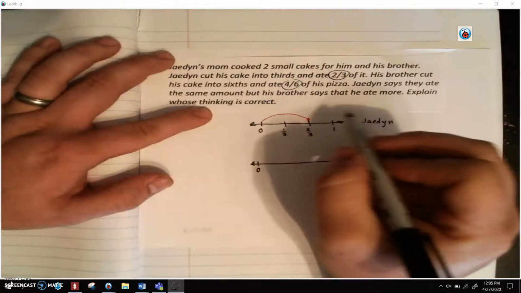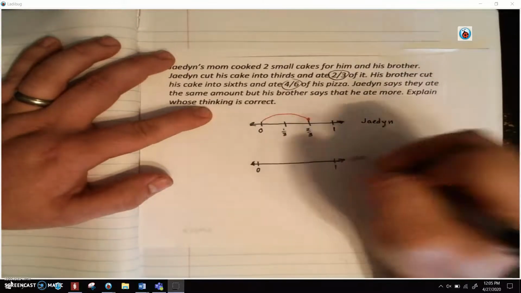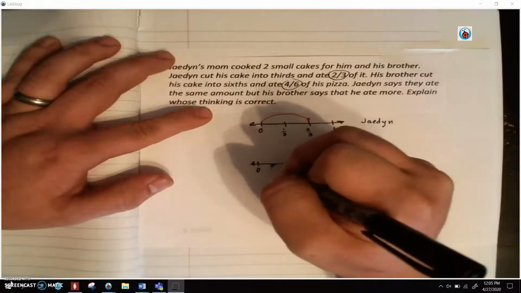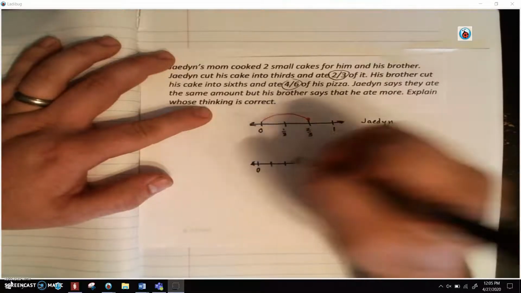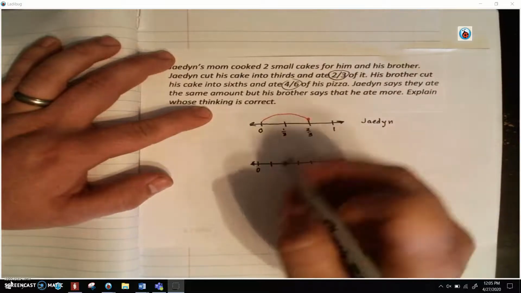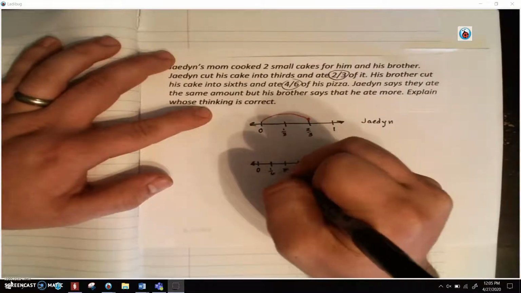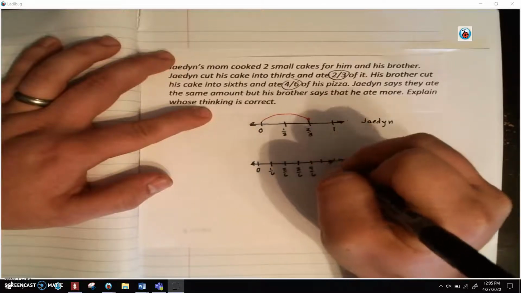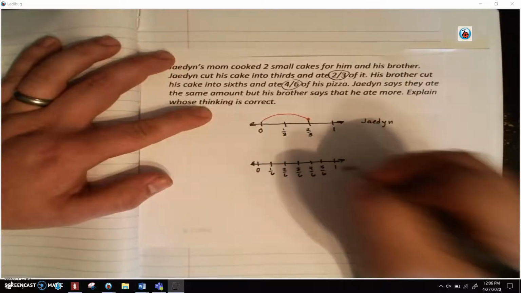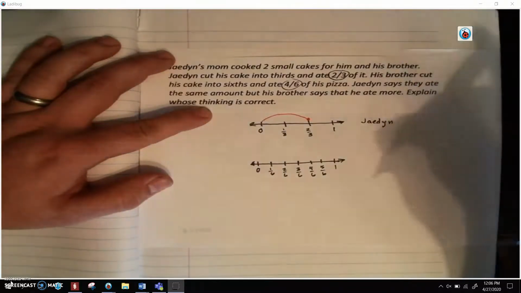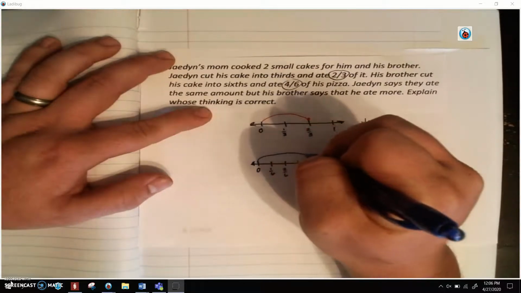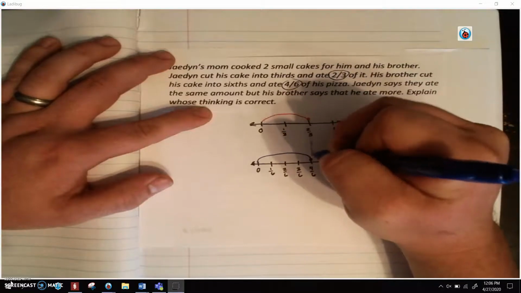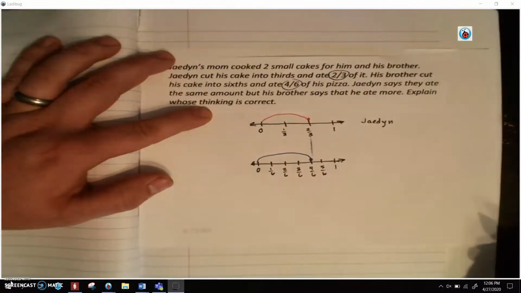His brother had sixths, so I need to split this up into 6. I'm going to split it into half, then have 3 over here and 3 over here. Let me double check. So this would be 1/6, 2/6, 3/6, 4/6, and 5/6. And then 6/6 would be right there. So his brother ate 4/6, so he ate this much.